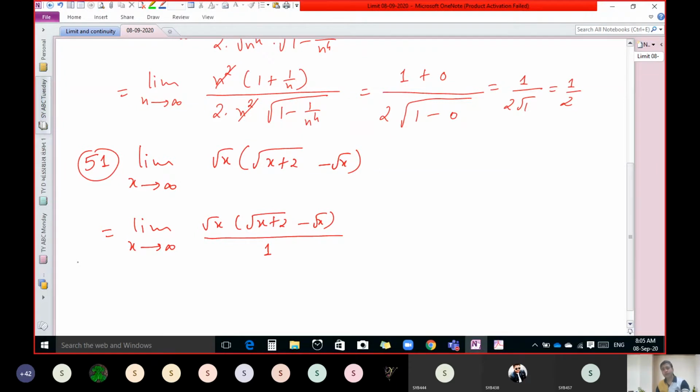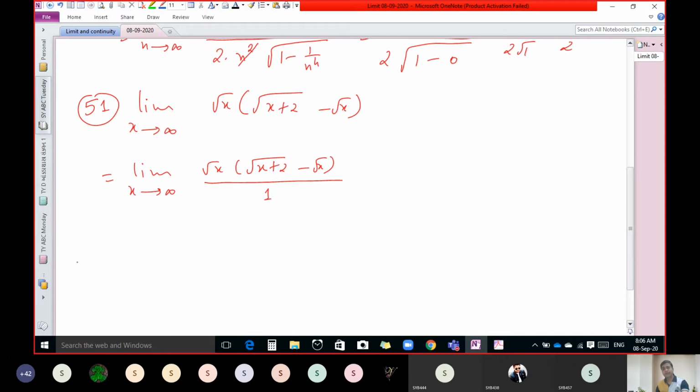What to do? Tell me. Rationalize. Correct, perfect. Rationalize this. So for root x plus 2 minus root x, you have to multiply with the same number, but you have to change the sign, and you have to divide by the same.